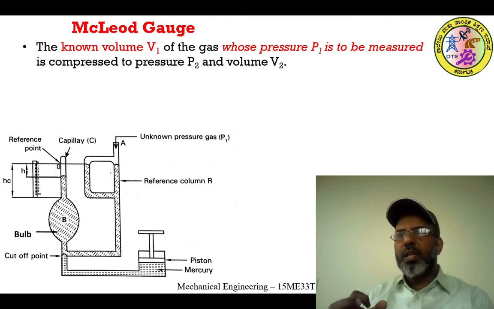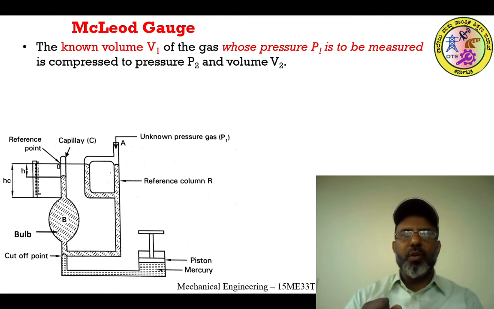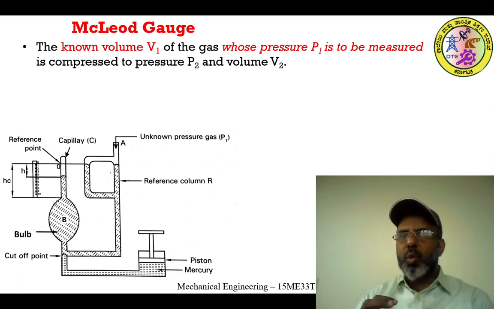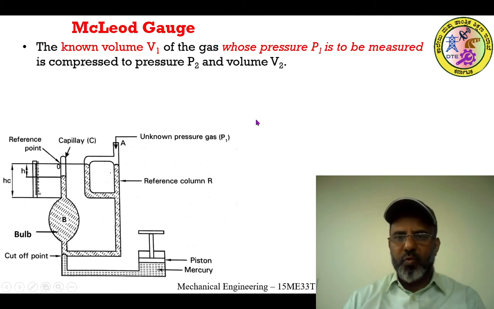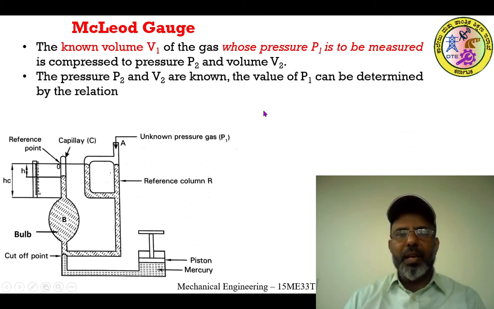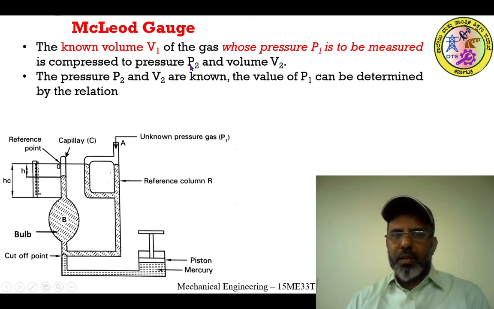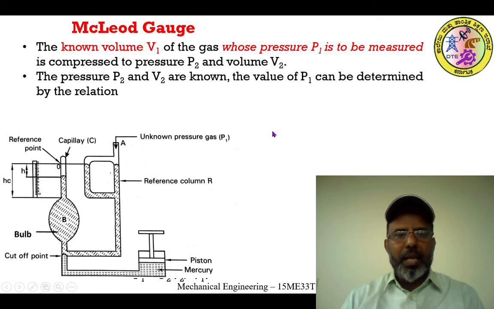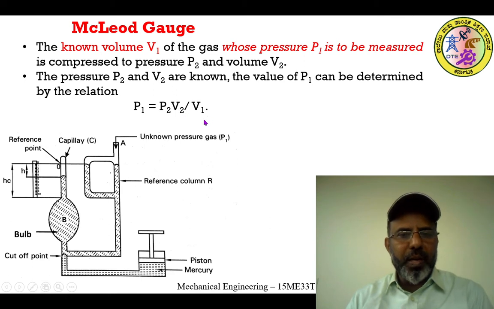Here, initially the known volume V1 of gas is taken, and it will be compressed to P2 pressure and volume V2. Since these are known, the value of P1, that is the initial pressure, can be determined by the relation P1 equals P2 V2 divided by V1.